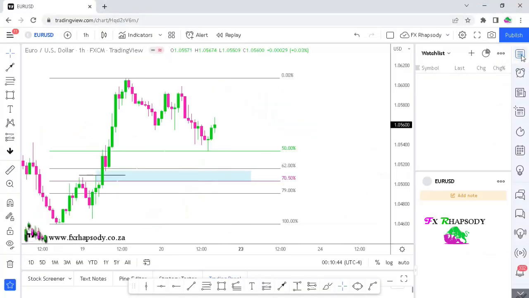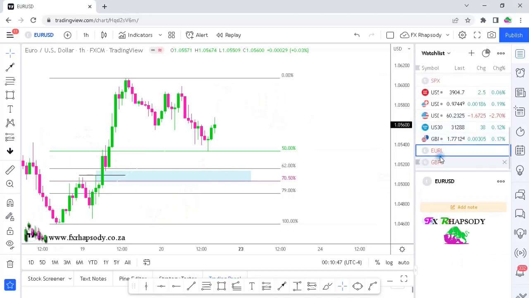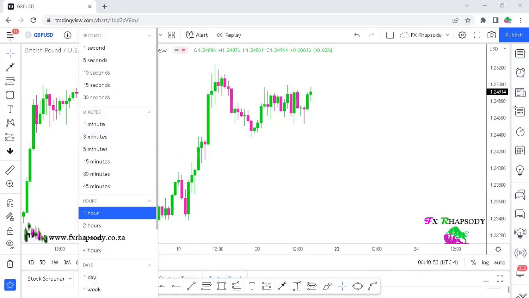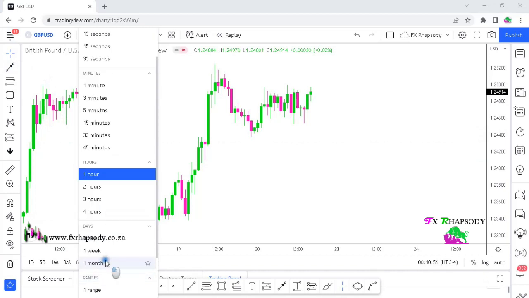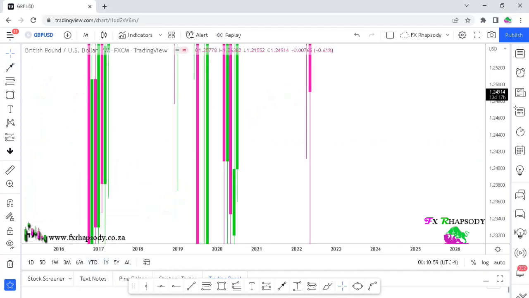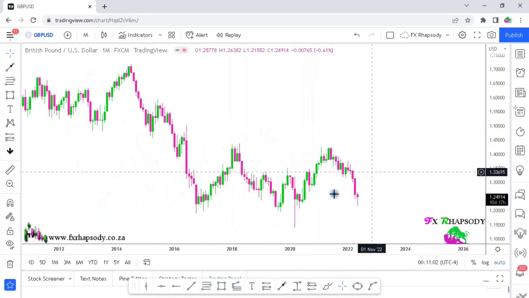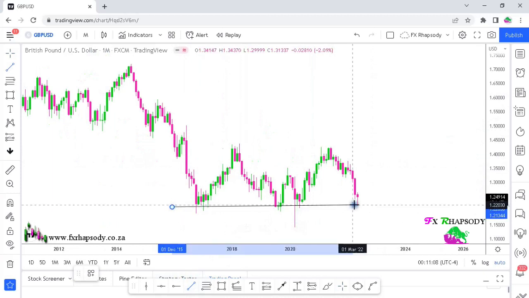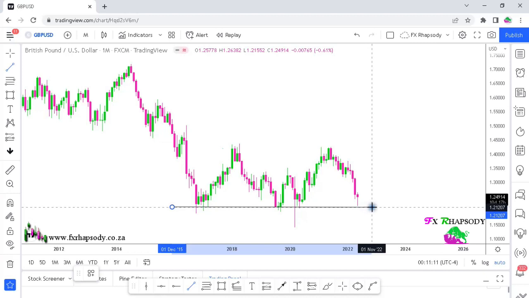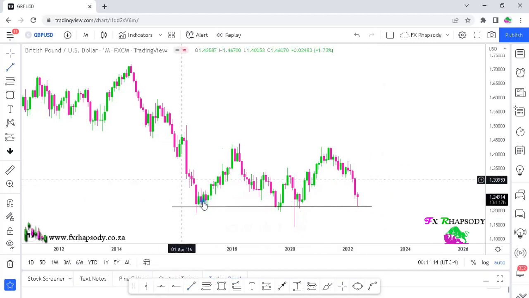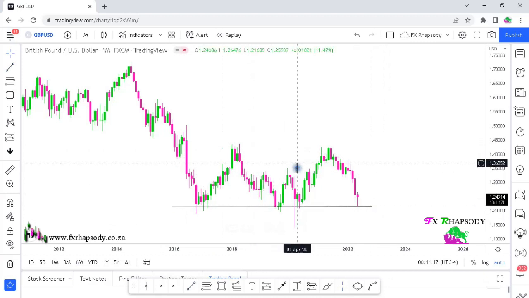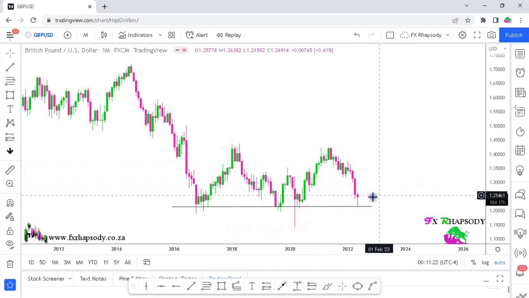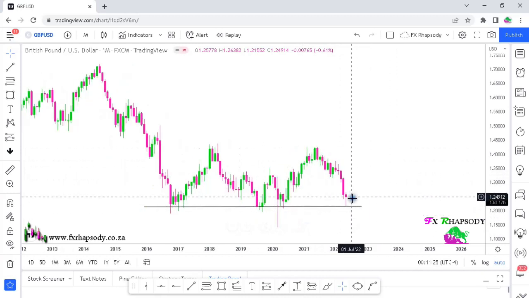Next pair we're going to be looking at will be your British pound US dollar. Again, on the British pound US dollar, I want to look at the monthly first, seeing that it is heading towards the end of the month, and let's see what price is doing. So on this monthly time frame, price is coming again, hitting a support area, and now almost hitting that support area line over there, or basically just touching it and then retracing a little bit on the monthly time frame.